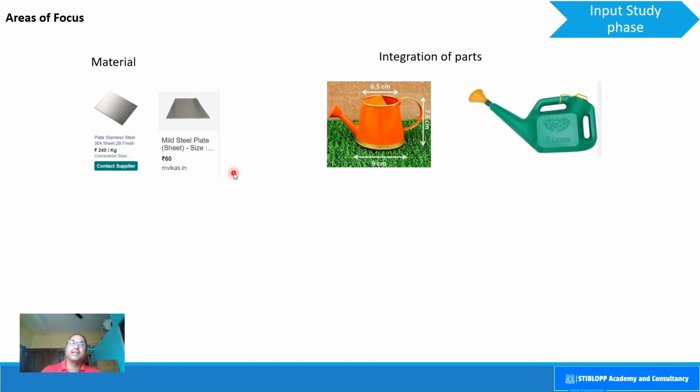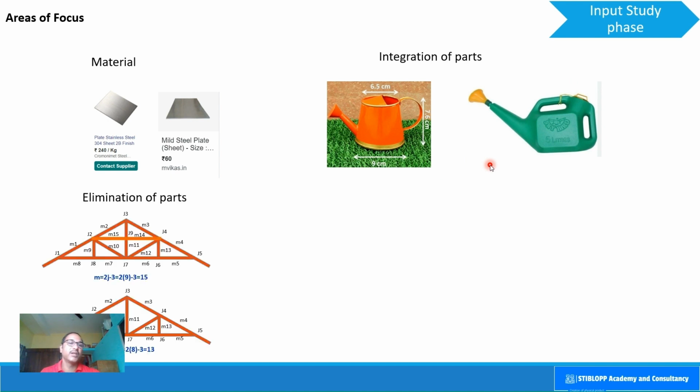Next one is the integration of the parts. Now, if you look at the water pouring jug for the plants here, there are three parts. The first one is a handle, the second one is a container to receive the water, and the third one is the pouring nose. So all these three parts can be integrated into one plastic part like this, which will bring down the cost.